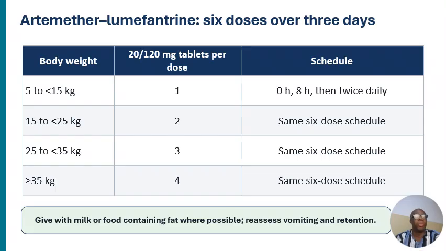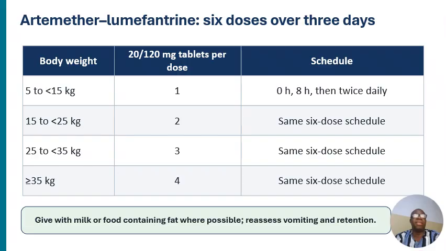Now this slide shows you the schedule for artemether-lumefantrine. As you can see, you need to administer 6 doses over 3 days. This is the commonly used artemether-lumefantrine, and that is the 20 by 120 milligram tablet. In other words, 20 milligrams of artemether and 120 milligrams of lumefantrine in a single tablet.